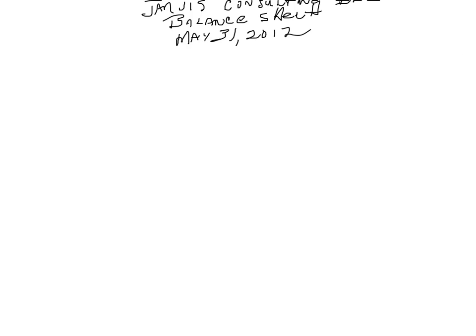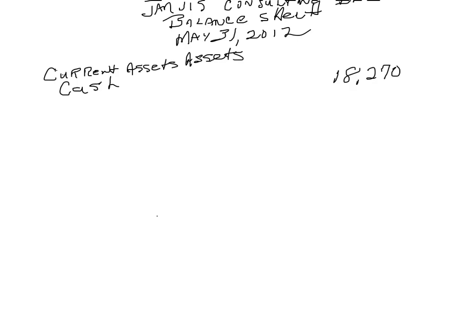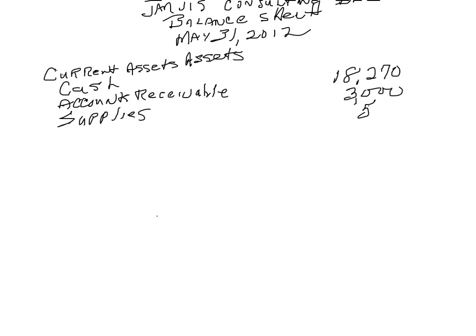Okay, now the balance sheet. Jarvis Consulting Inc. balance sheet, May 31st, 2012. We start off, of course, with assets. And the first grouping of assets are current assets. Alright, and the first current asset is cash. And cash has a balance of $18,270. The next is accounts receivable. Now you have to put the whole thing. This is a formal financial statement. No short forms, must be organized nicely and professionally. $3,000. Then we have supplies. Okay. And supplies are $500.